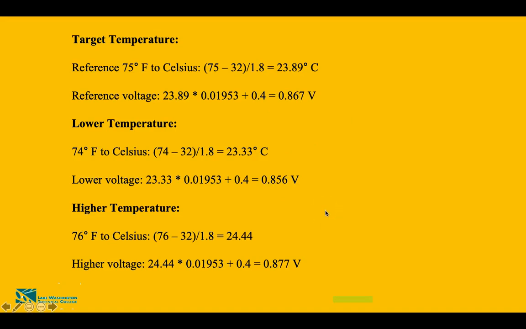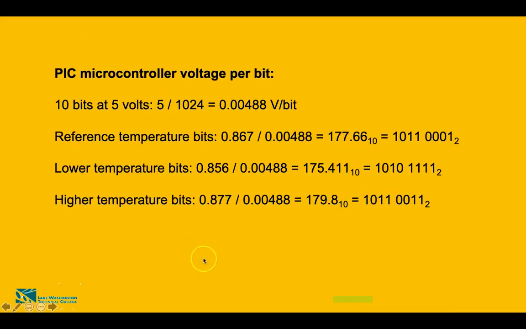Now the next task is to convert these voltages into the bit pattern. How we are going to do that, we'll see in the next slide. So, pick the microcontroller voltage per bit. We know that the microcontroller which we are using can support a 10-bit result when you do the analog to digital conversion at 5 volts. So 5 volts divided by 2 to the power 10, because 10 is your 10 bits, that's why you have 2 to the power 10. That will give you 1024. If you divide them, you'll get this much volts per bit.